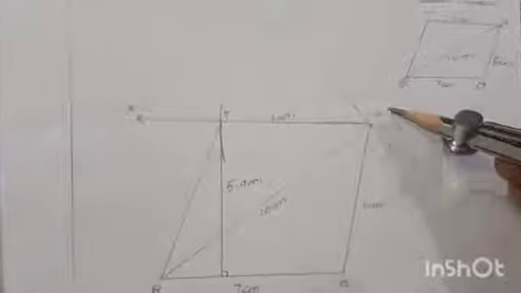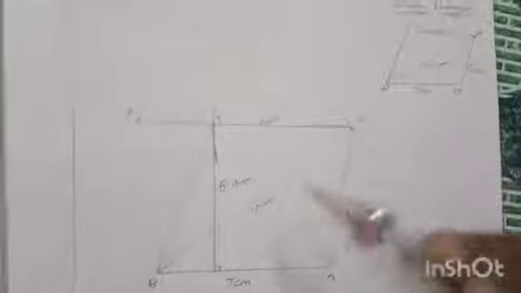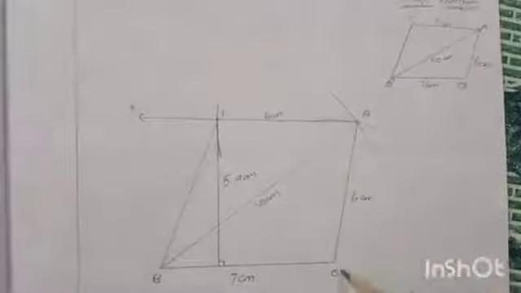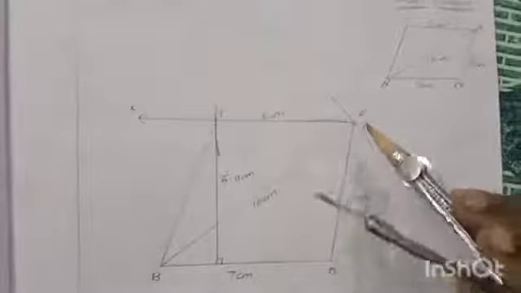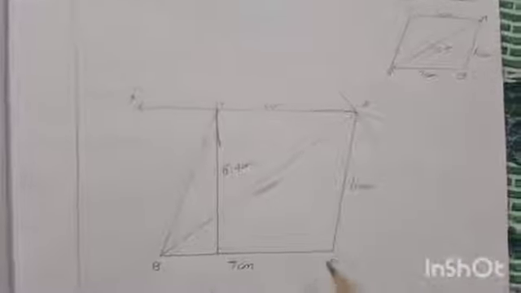The meeting point of these two arcs, you give the name A. Here is A. So now you have to join BA and OA. Then draw AX parallel to BO.